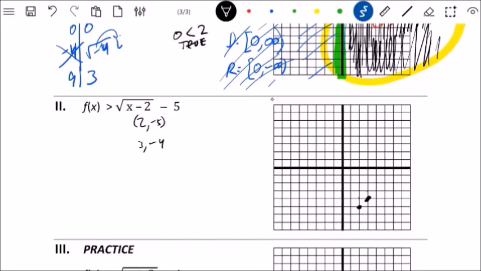And now let's pick another number, give us a square root of 6. So let's say that x is equal to 6. Square root of 6 minus 2 minus 5. That's square root of 4 minus 5. That's 2 minus 5. And that makes negative 3. So that means we get the point of 6 and negative 3. So 3, 4, 5, 6, and negative 3.